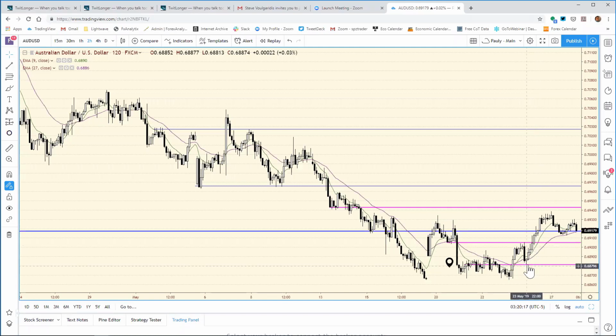With support here, once again, the 68.80. We'll go 68.80, and that's what we had listed in here. So 68.80.